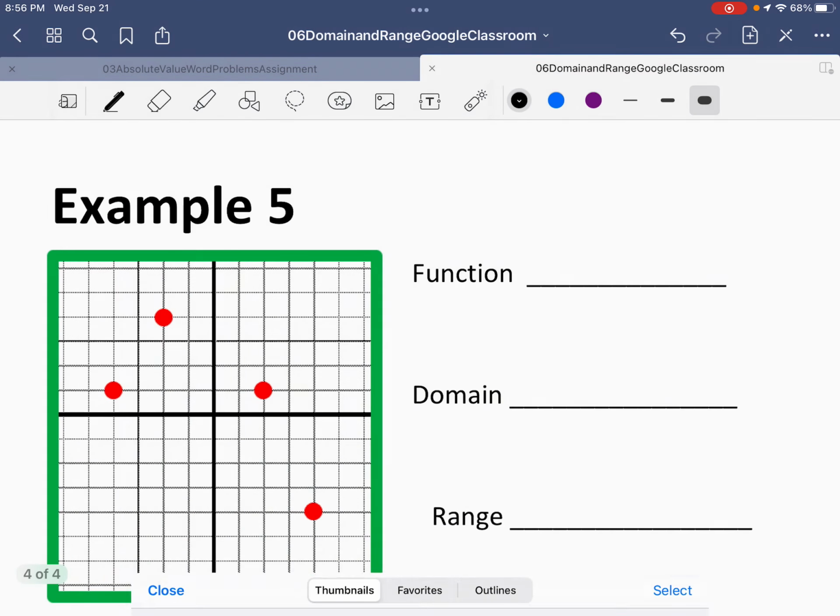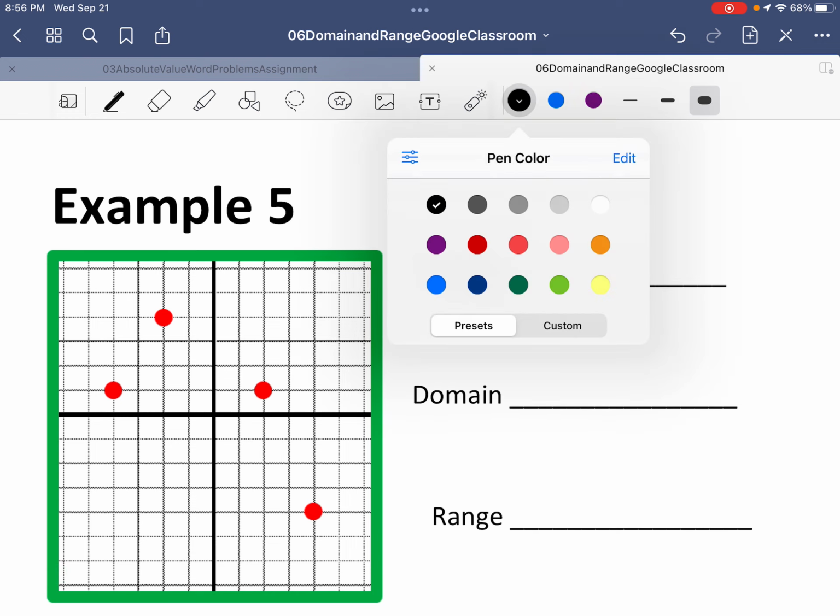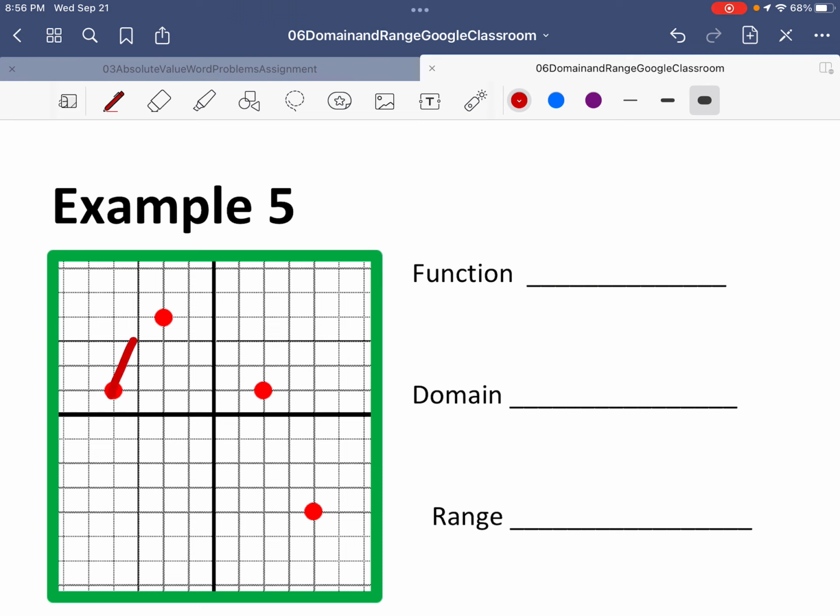I think we have one more example, a little bit different. Okay, now what you want to do here is, don't make something up that's not true. Like, don't connect the dots. If we connect the dots, that's a whole different graph. The truth is all we have are the dots. Okay, if you look at these dots and you draw vertical lines, you're never touching more than one point at the same time, so it's still a function.